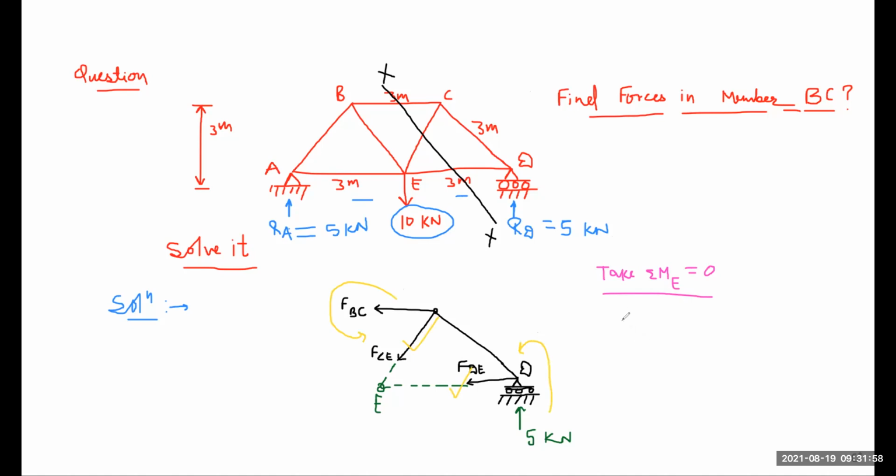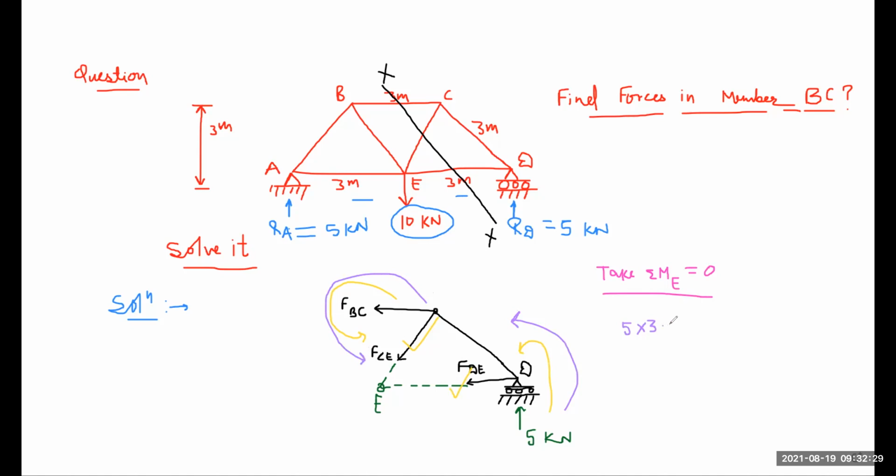After taking moment about E, we get 5 into the distance, that is 3. So here we get 5 into 3. This is anti-clockwise. This force also gives anti-clockwise movement about point E. So this all will be added for taking moment about E.